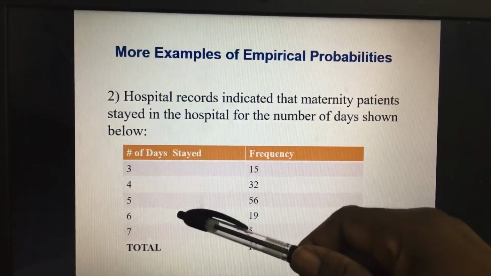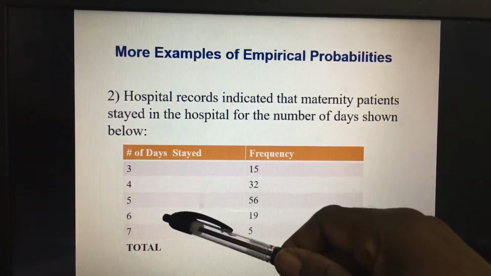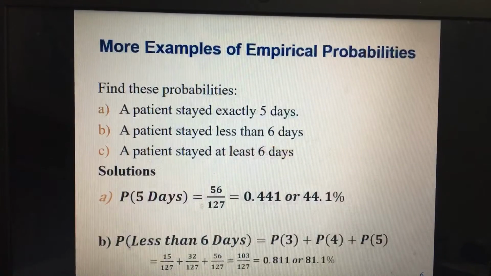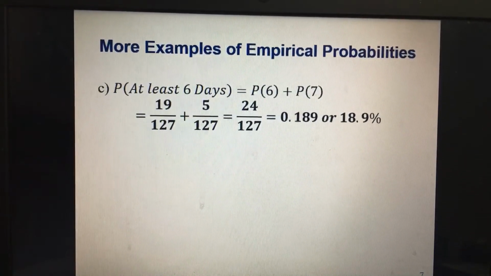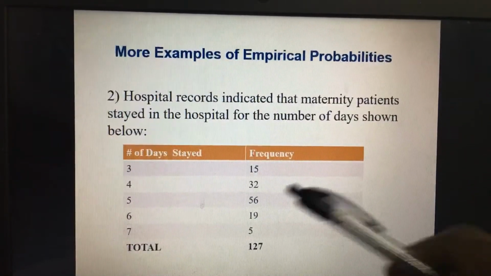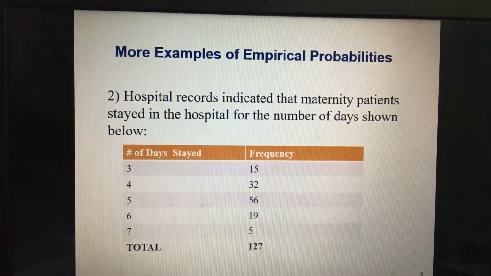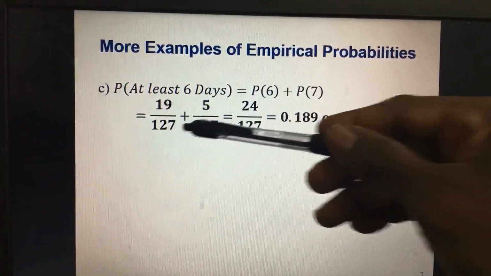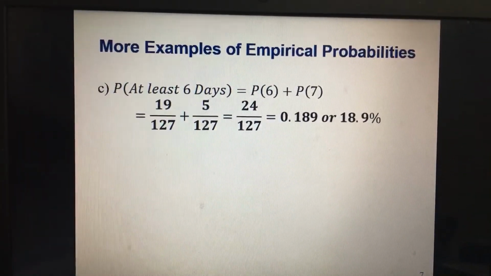6 days. So at least 6 days means 6 or more. That means 6 and 7. So that probability we have it here. For 6 days, we have 19 out of 127, which is right here. 19 out of 127. Okay.